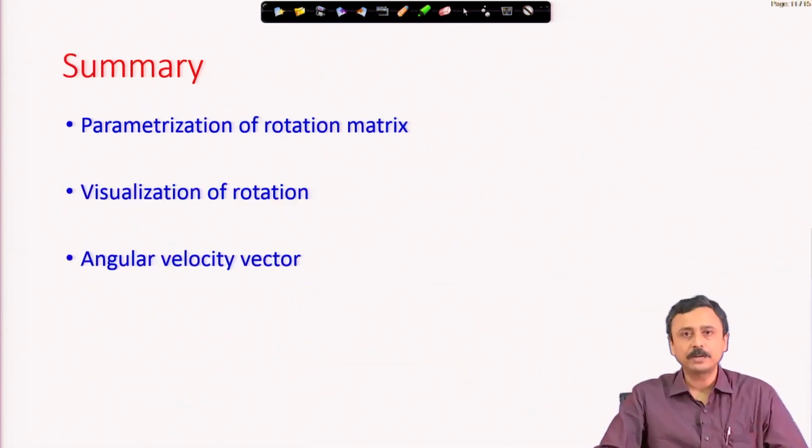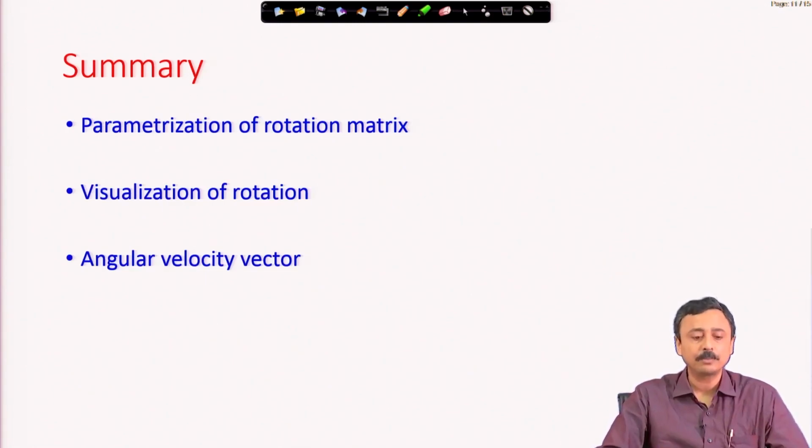So, to summarize, we have looked at parametrization of the rotation matrix in terms of the Euler parameters. We have looked at visualization of the rotation matrix and how a rotation matrix represents an orientation of the body, and finally, we have looked at a very important representation of the angular velocity vector in terms of the yaw pitch roll rates, and also discussed a very general approach to find the angular velocity vector in terms of any orientation rates. It can be Euler angles, yaw pitch roll, or any other orientational angle rates. So, with that I will close this lecture.